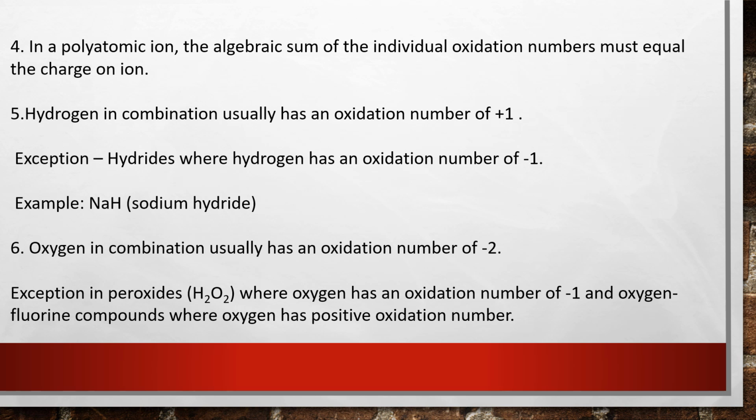Hydrogen in combination usually has an oxidation number of +1, with the exception of hydrides, where hydrogen has an oxidation number of -1. Example: sodium hydride, NaH. Oxygen in combination usually has an oxidation number of -2. Exceptions are peroxides like H2O2, where oxygen has an oxidation number of -1, and oxygen fluorine compounds, where oxygen has a positive oxidation number.